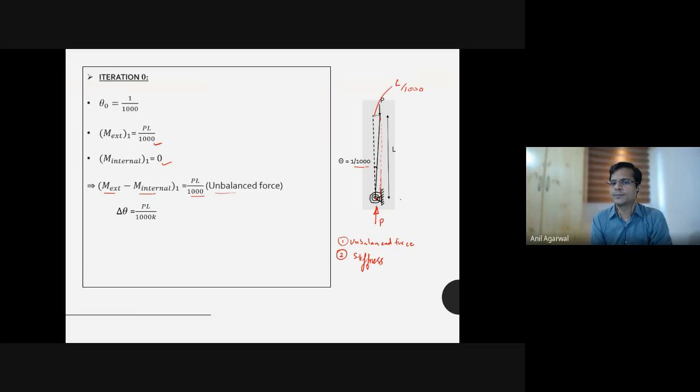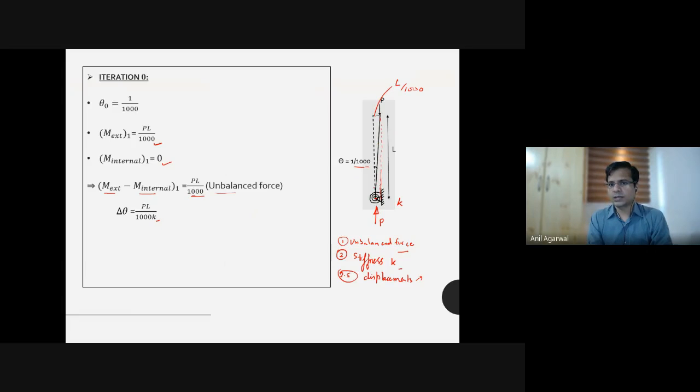It is given as K. The stiffness of the spring is K, which does not change. Still, the problem can be nonlinear, even though the stiffness does not change. So stiffness is K. Third step, or the 2.5 step, you can say, is calculation of displacements, new displacements. Right? How much will that be? This was the unbalanced force. This is the spring stiffness. So unbalanced force PL by 1000 divided by K. So this is the additional displacement.